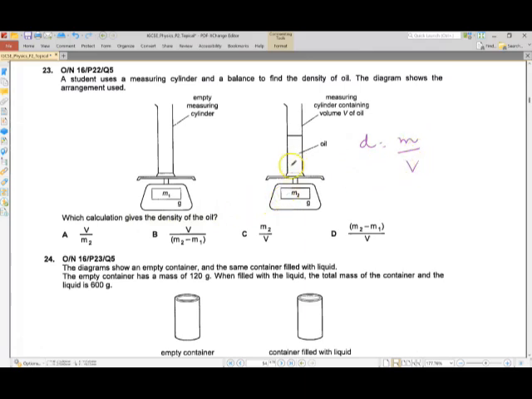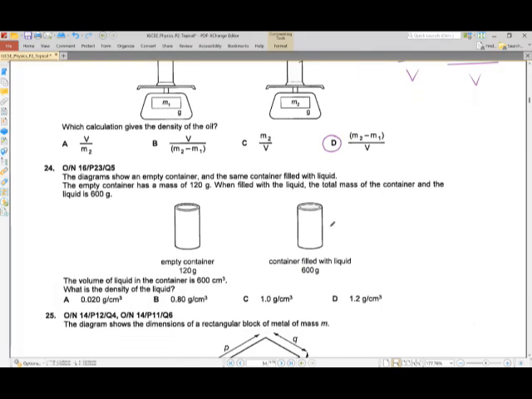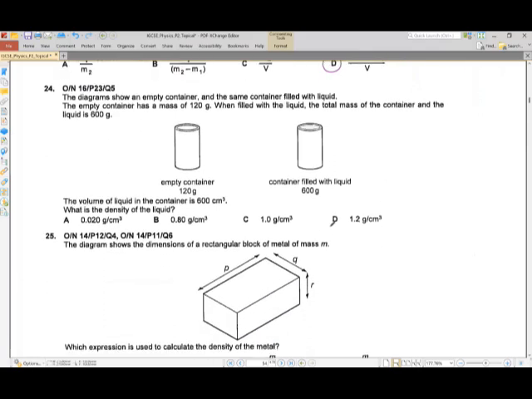So what is going to be the mass of the oil? Mass of the oil would be this final mass minus the mass of the empty cylinder. That would give us M2 minus M1, and for volume, the cylinder was empty at first, so the volume would be the V that is there. So which one? Option D matches our answers. So this is going to be the answer. This is how you are going to find the density of the oil.